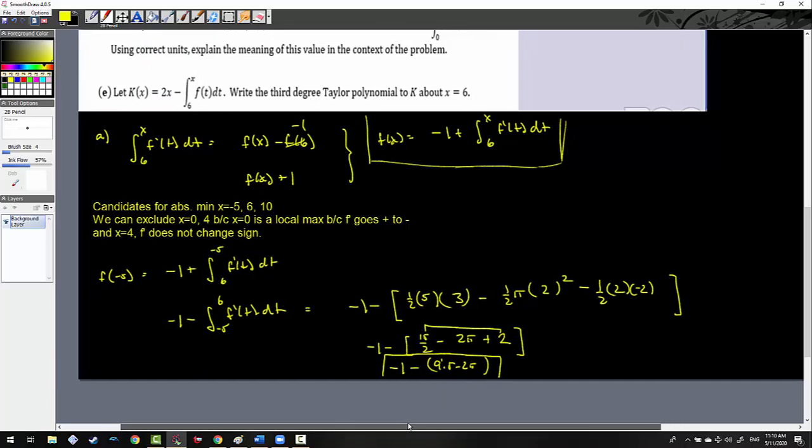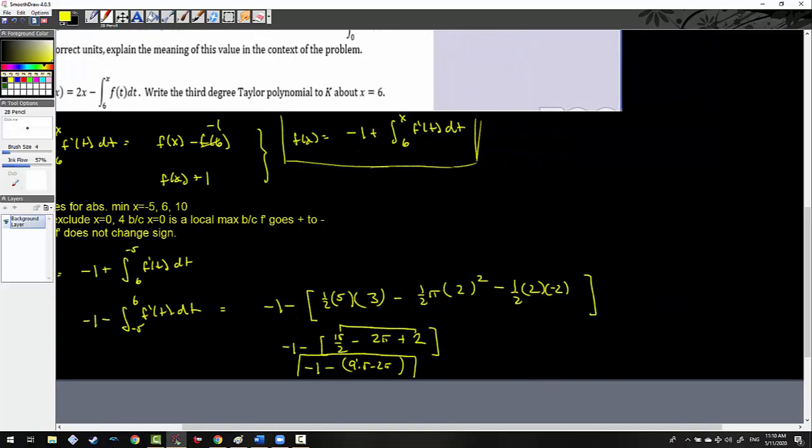Okay, let's find out what f of 6 is. Well, that's going to be the integral from 6 to 6 of f prime of t dt. We don't even need to do this because they told us in the problem that f of 6 was negative 1 to begin with, so we're good there.